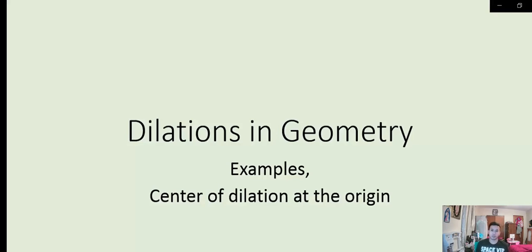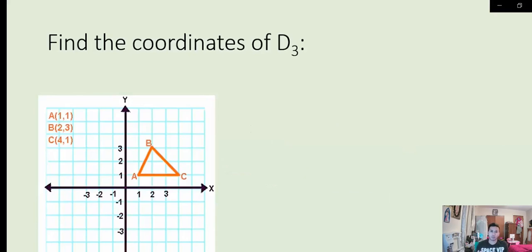Again, there are some techniques that only work at 0, 0. So I have triangle ABC, where A is 1, 1, B is 2, 3, and C is 4, 1. And we have to find the coordinates of the dilated image with a scale factor of 3, which is a lot simpler because you just look at the image and multiply by 3.